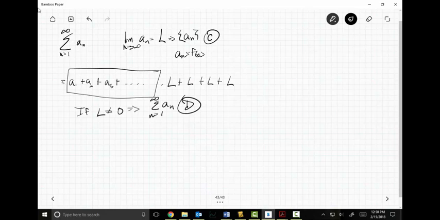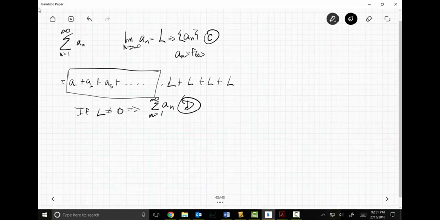Because even if L is 0.00000001, I'm adding up an infinite number of those tiny 0.000001s, and infinity is patient. It takes its time. It doesn't really care how small the number is because it can just keep adding up until it gets out of hand. Okay? So, what does that give us?